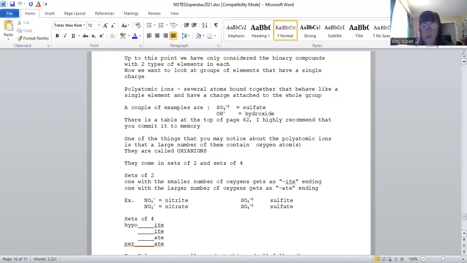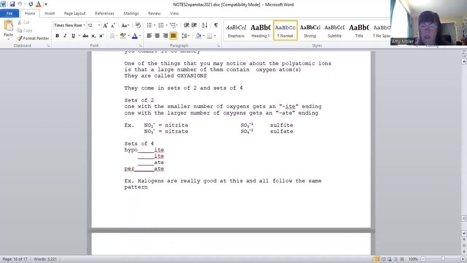One of the things that is true about polyatomics is a vast number of them have oxygens attached. 1, 2, 3, 4, occasionally more. They are called oxyanions, and a whole lot of them come in sets. Things that have a set of 2. This kind of goes back to rules do apply, but technically speaking, the rules aren't as helpful as you would actually like.